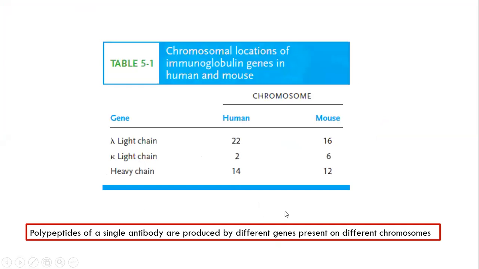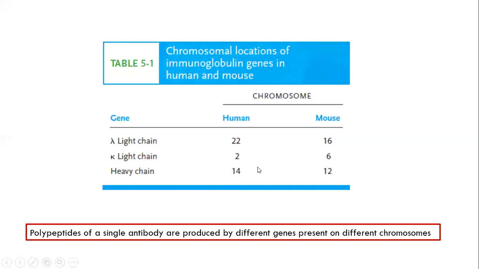What they have shown here is that people were able to identify the chromosomal location of immunoglobulin genes in human and mouse. They have seen the chromosomes here in human and mouse. What are the genes present in them? For example, the heavy chain is present on chromosome 14 for humans and chromosome 12 for mice.